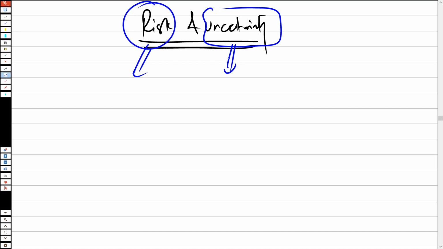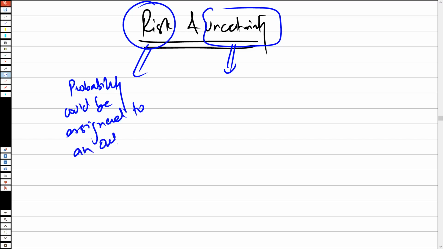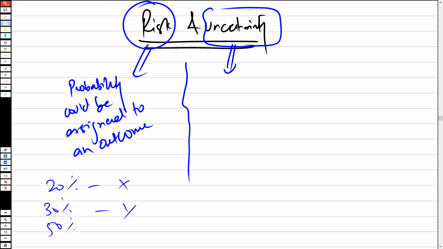Whenever we talk about the concept of risk, risk is basically when probability could be assigned to an outcome. That is going to be considered as the entity facing a risk. When you could say that this is a 20% chance of X happening, 30% chance of Y happening, 50% chance of Z happening, that means you are facing a risk.